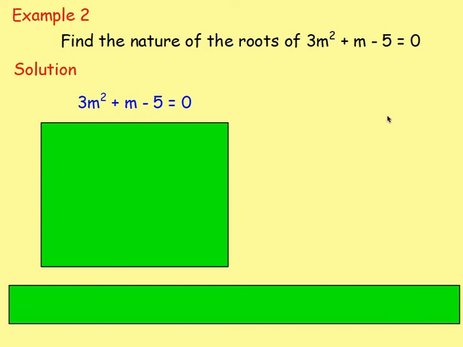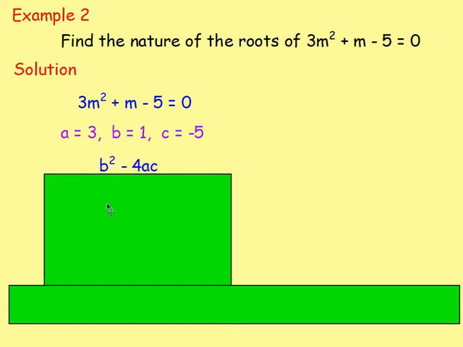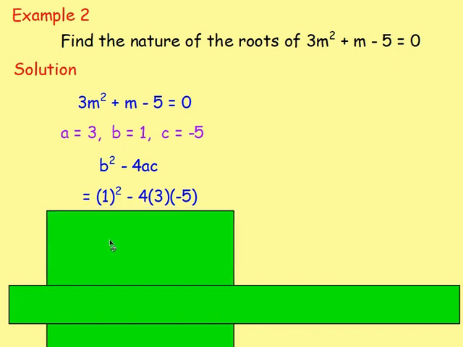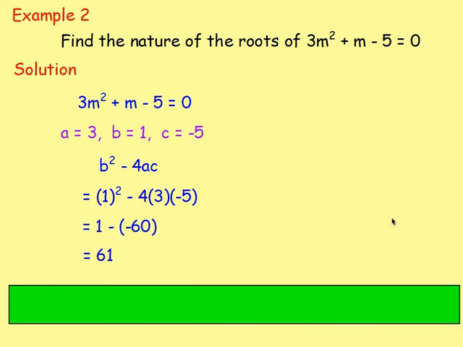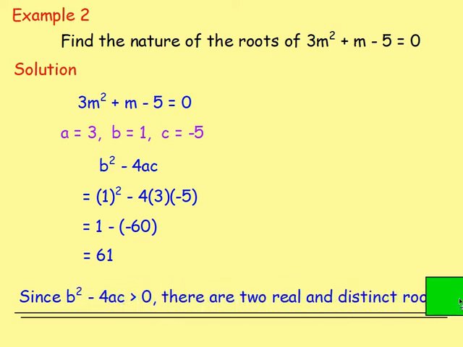Example 2, find the nature of the roots of 3m squared plus m take 5 equals 0. Once again, you need these values for a, b and c. So a, the coefficient of m squared, is 3, the coefficient of m is 1, and the number that's on its own is negative 5. Sub them in to b squared minus 4ac, and we get 1 squared minus 4 times 3 times negative 5, which works out to be 61, and since it's equal to 61, you know b squared minus 4ac, the discriminant, is bigger than 0, so you can say there are two real and distinct roots.